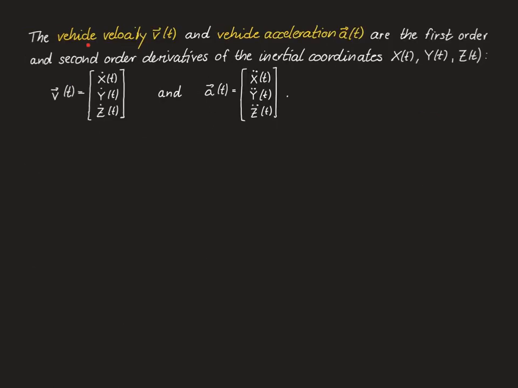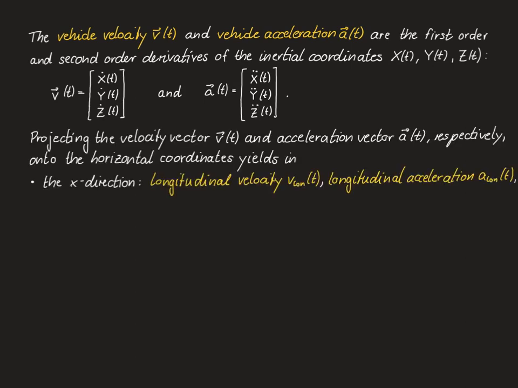The vehicle velocity vector v(t) and the vehicle acceleration vector a(t) are the first and second order derivatives of the inertial coordinates x, y, and z with respect to time. Note that the first order derivatives are denoted with a dot and the second order derivatives with a double dot over the corresponding letter.